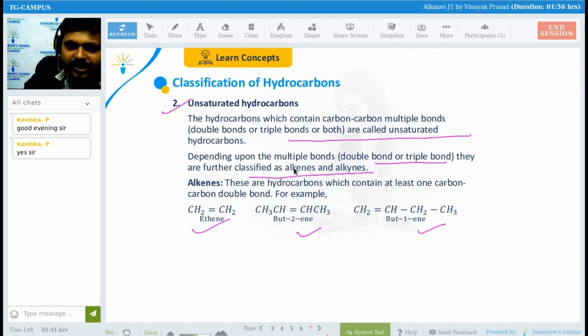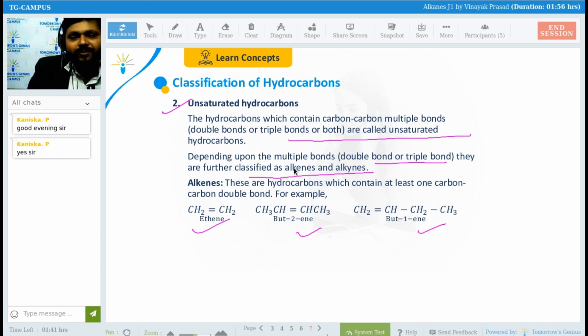So carbon cannot form a triple bond with hydrogen. First point is this: carbon cannot form a triple bond with hydrogen. Hydrogen does not have the capacity to form a triple bond, right? Hydrogen has the capacity of forming only a single bond, right? So whenever there is a double bond or triple bond, there must be at least two carbons, right?